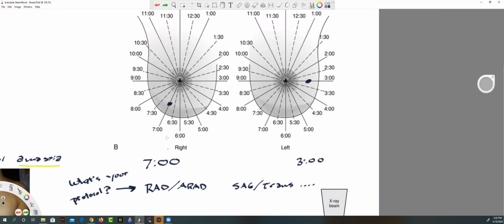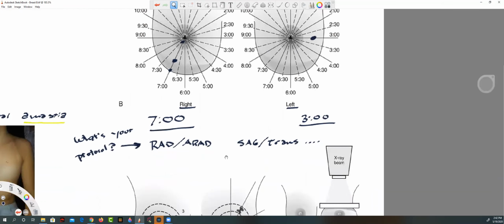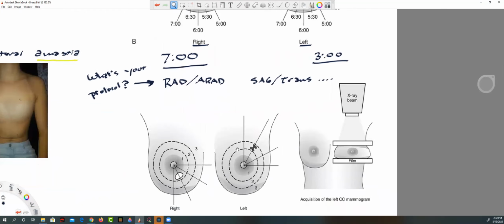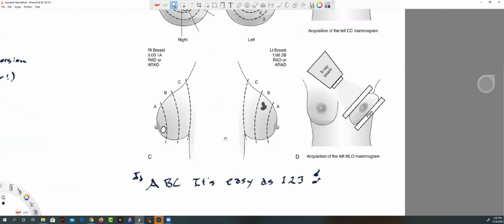But this person, I went ahead earlier and I put a lesion in or a cyst in at 7 o'clock on the right. That doesn't give us a lot of information. Is that 7 o'clock near the nipple? Far away from the nipple? Is it shallow? Is it deep? So this isn't a lot of information, but at least we're starting to get there. On this person, I went ahead and put a lesion in at 3 o'clock. Left, 3 o'clock. Once again, not enough information, but at least we're starting to get in the right direction.